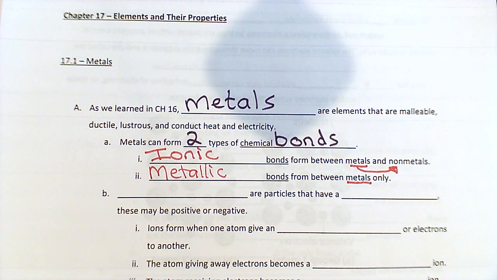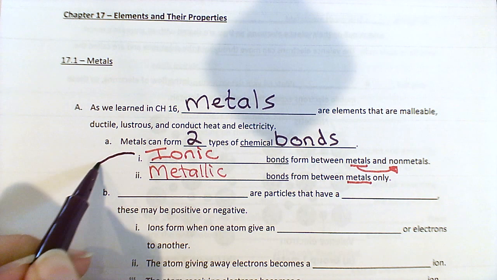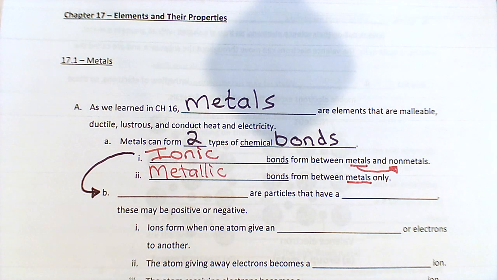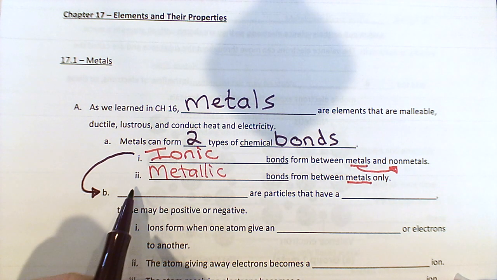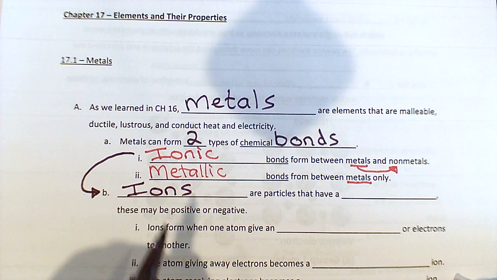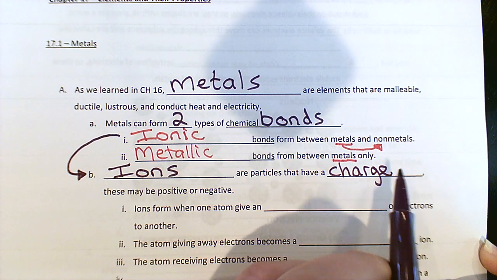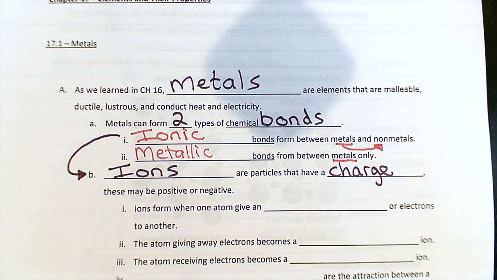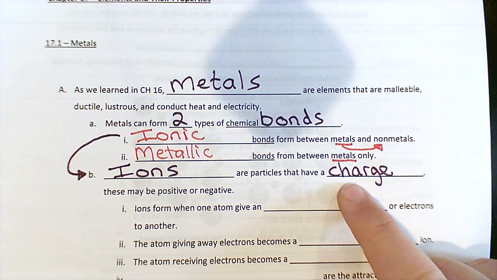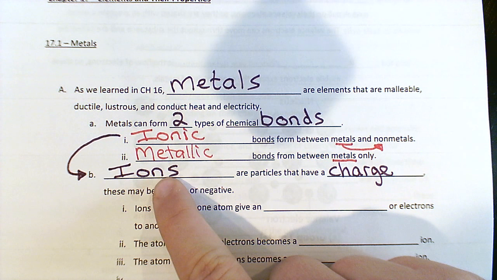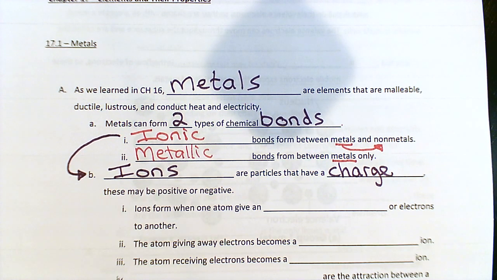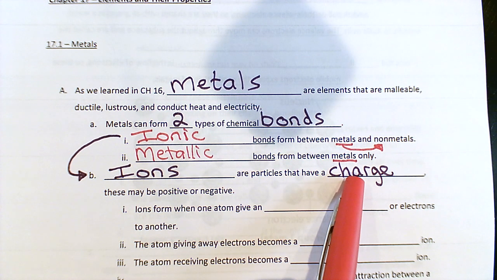Okay, so now a little more about that first kind of bond we said metals can form, which is the ionic bonds. So what are ions? Okay, so ions are any particle that has a charge. Notice in that definition we don't say a positive charge or a negative charge, just a charge. So we can have positively charged ions or we can have negatively charged ions. They are still called ions. So how would something gain a charge? How would it become an ion?